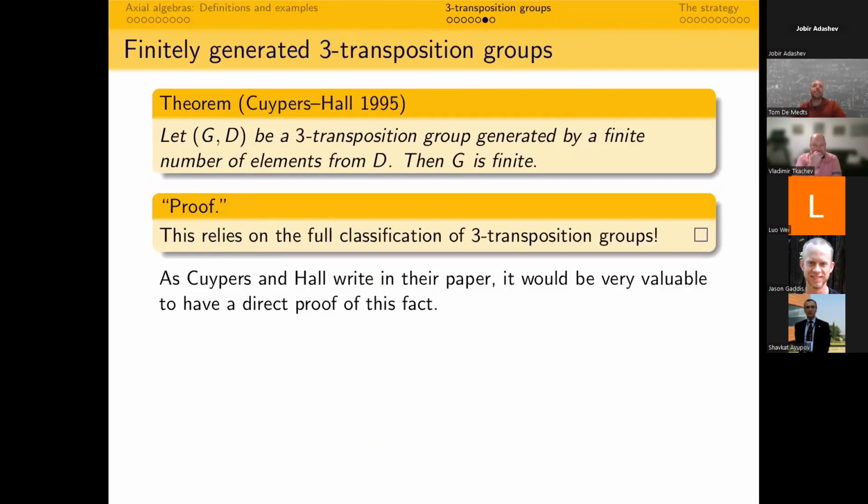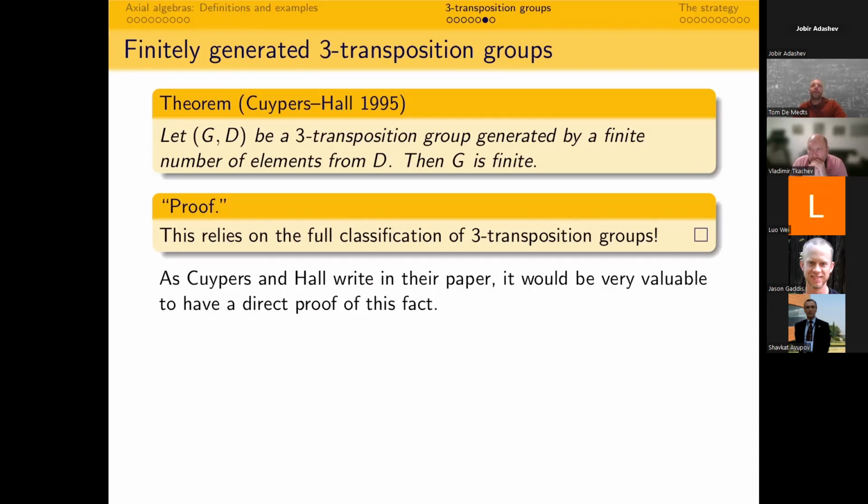And here is a nice result that relates to the full classification of three transposition groups, which was done by the work of Fischer, Hall and others around '95. In particular, they show that if you have a three transposition group which is generated by a finite number of elements, like we had 3 and 4 in the previous case, then in particular the whole group is finite. You might think this is obvious, but it's not obvious at all. The only known proof uses the full classification, so you really have to go through the whole classification to get this result.